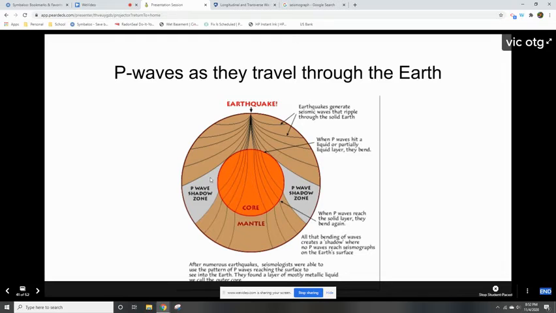Now notice how small these shadow zones are. So if the earthquake started here at the top and I had a seismogram here, or graph here, then it would detect that earthquake, and we could eventually pinpoint the location of where the earthquake started.